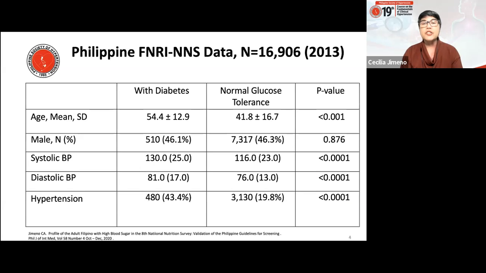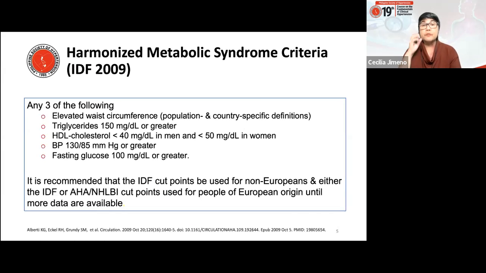In the Philippine National Nutrition Survey in 2013, we also found that adults who have diabetes have a prevalence of hypertension of around 43.4%, and this is double the prevalence of hypertension when compared to those with normal glucose tolerance, which is only around 20%. So you can see that persons with diabetes typically will have hypertension. Now let's talk about hypertension among persons with metabolic syndrome.